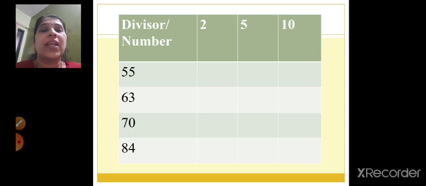So with this we can directly write that even if a bigger number is given, we can write that it is divisible by 2 or by 5 or by 10. We need not carry out the division.